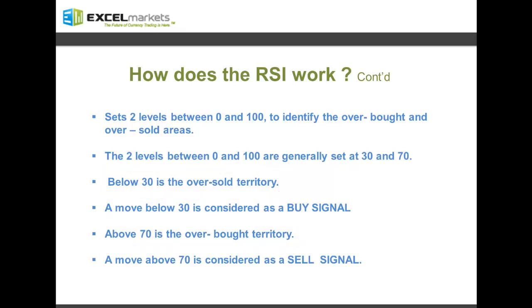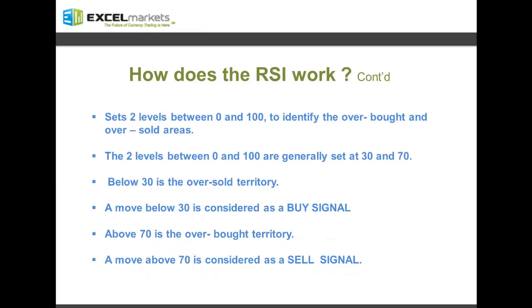A move of the RSI below 30 is considered as a buy signal, since the price of the financial instrument is at the levels where it is considered to have been oversold and there is scope for potential buying. Similarly, a move above 70 is considered as a sell signal, as at those price levels the financial instrument is considered to have been overbought and it has a potential to be sold.